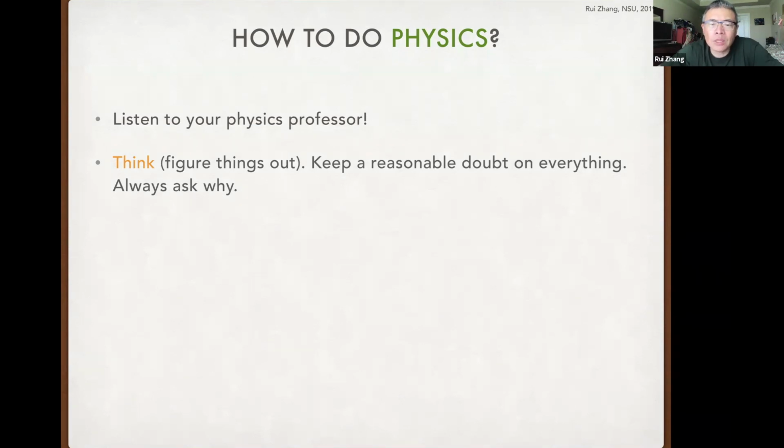So keep a reasonable doubt about everything. Always ask why. Don't just take something for granted. Even if it's in a book or coming from me, don't just think, okay, because he's a physics professor, he must be saying everything right. Not necessarily. Everybody makes mistakes, and if you're not careful, you could say something stupid easily. So keep thinking for yourself, okay?